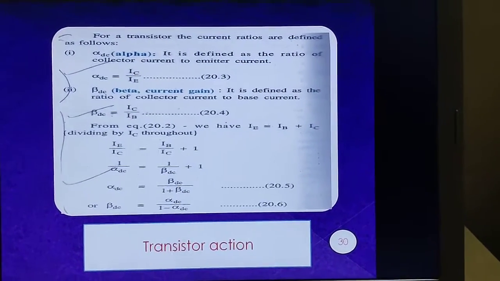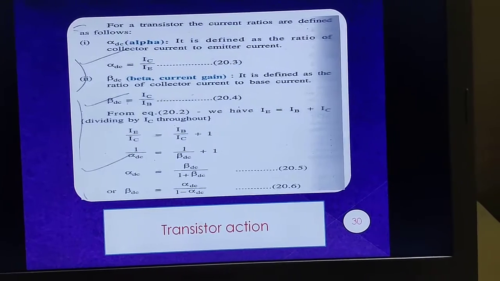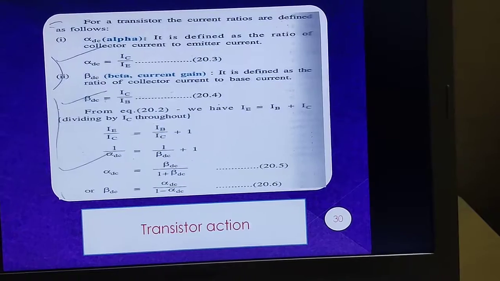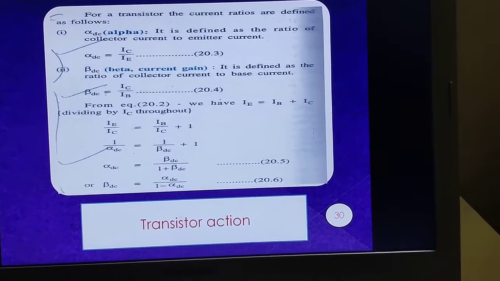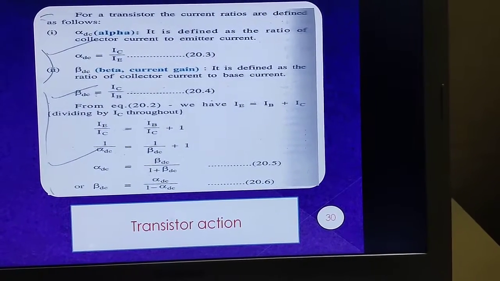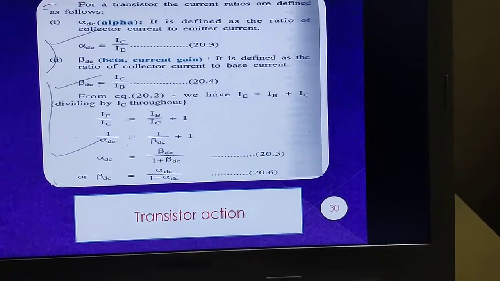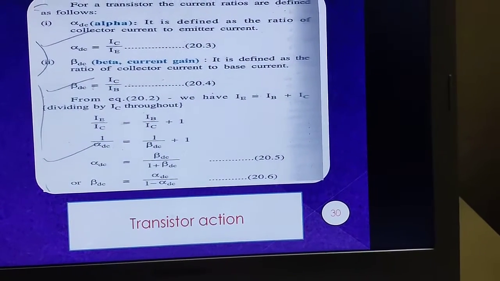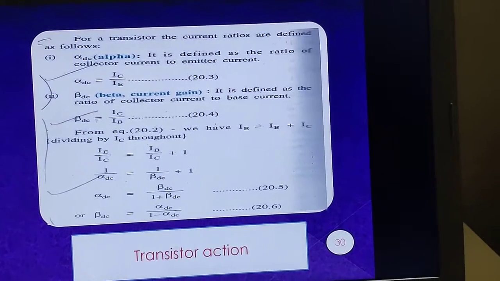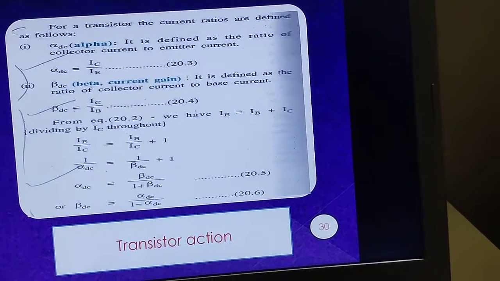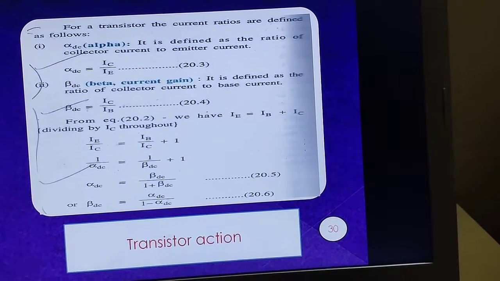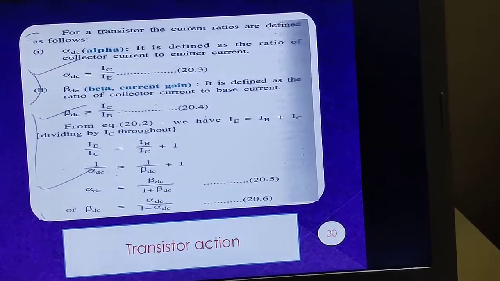Now there are certain parameters here. We have current parameters, and these are current ratios. So we have alpha DC. It is defined as the ratio of the collector current to the emitter current. Alpha DC is equal to IC upon IE. And we have beta DC, which is the current gain. It is defined as the ratio of collector current to the base current. So beta DC is equal to IC by IB.